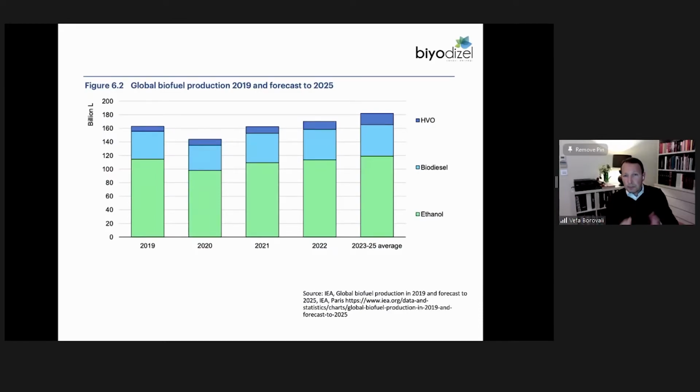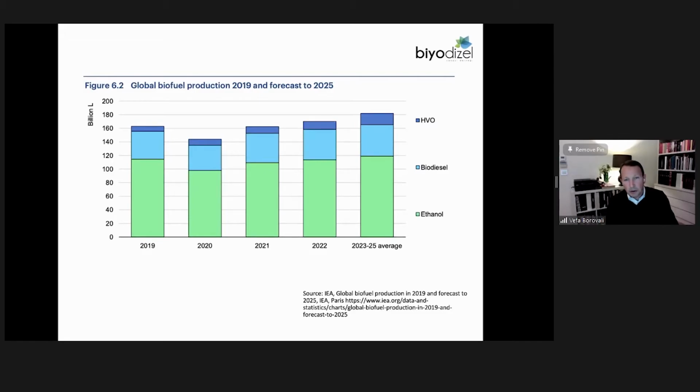Well, now briefly about the future of biofuels. This is from the International Energy Agency. In 2019, we have reached more than 160 billion liters of biofuel production globally. With the help of COVID, unfortunately, it's minus 15% almost down by the end of 2020.